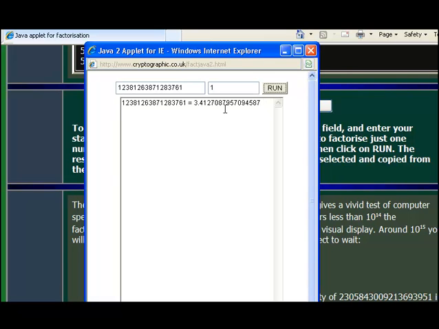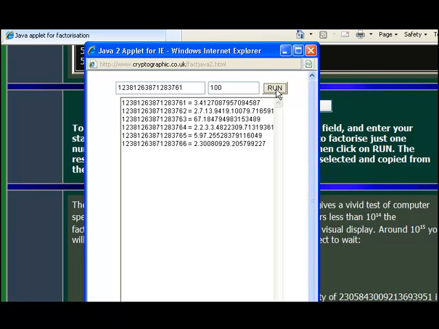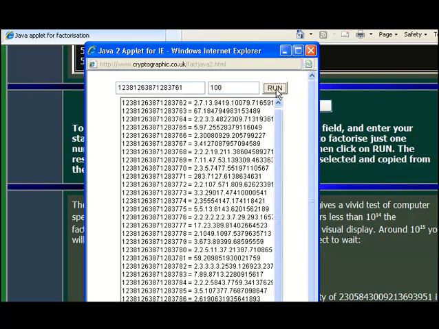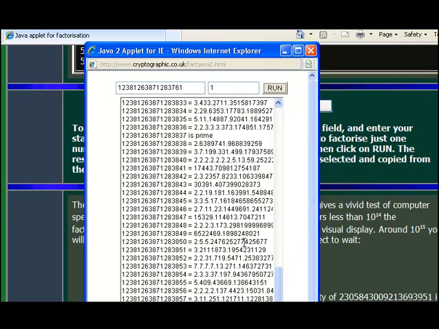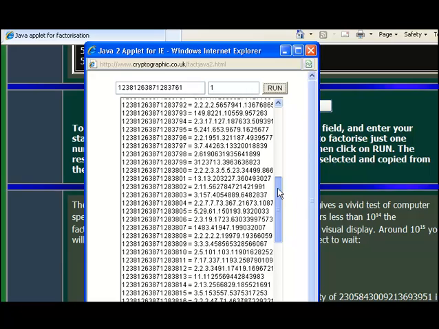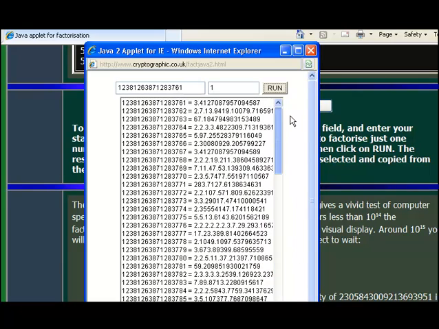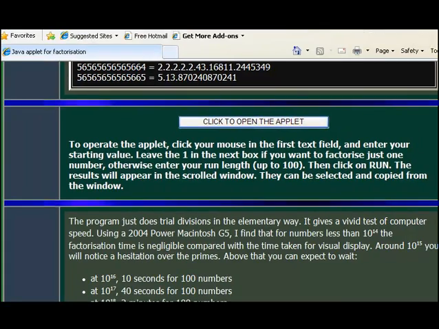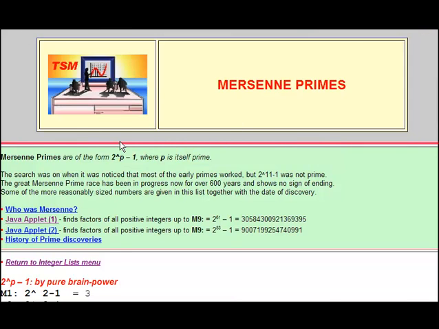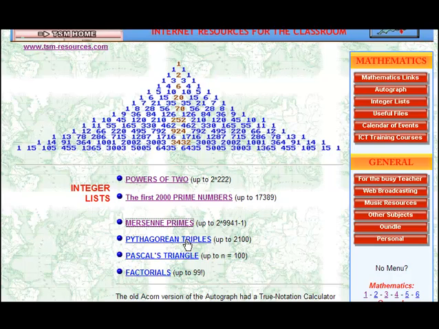It's 3 times that. And let's do 100 times that. Let's see what happens. That's a run of 100. And did we find any primes in that run? Yes, there's one, there's another one. Staggering power of calculation going on here, and I have absolutely no idea how it's done or where it's done even. That would be interesting. So that's the Mersenne primes, and otherwise you've also got Pythagorean triples, Pascal's triangle, and some factorials too.